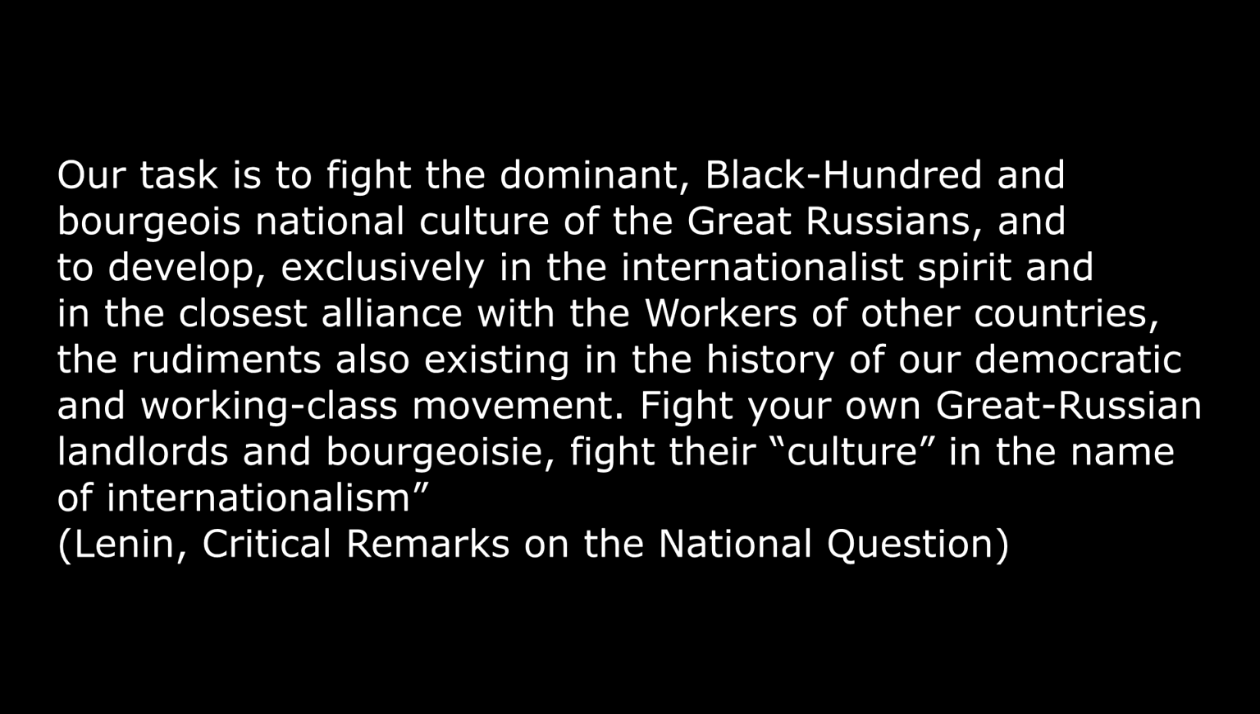Our task is to fight the dominant Black Hundred and bourgeois national culture of the Great Russians, and to develop, exclusively in the internationalist spirit and in the closest alliance with the workers of the other countries, the rudiments also existing in the history of our democratic and working class movement. Fight your own Great Russian landlords and bourgeoisie, fight their culture in the name of internationalism."